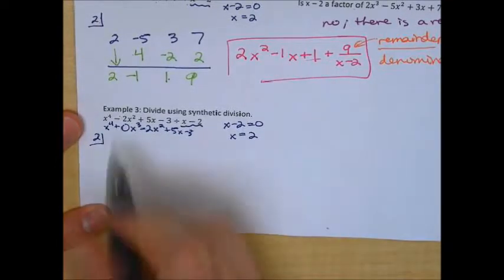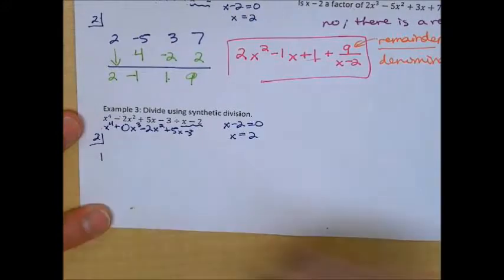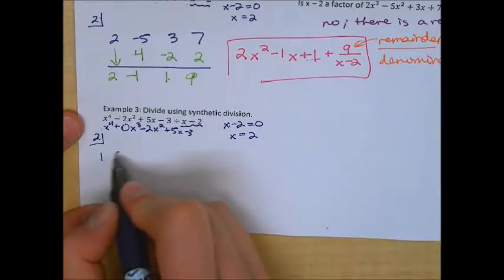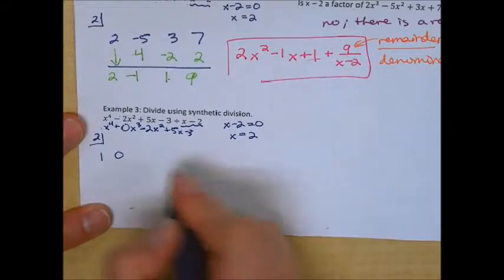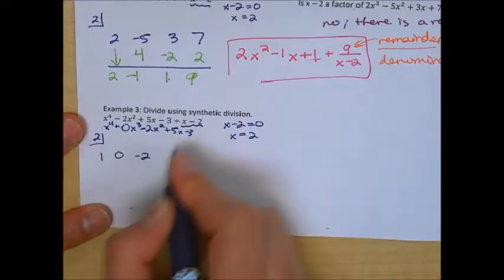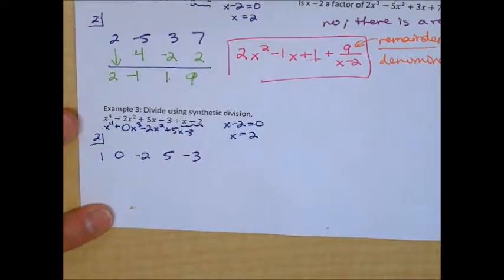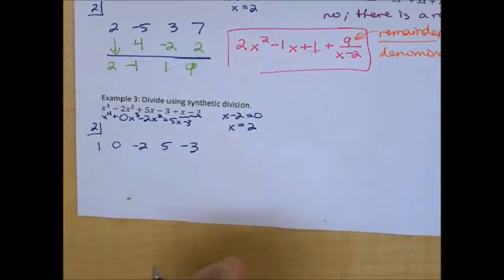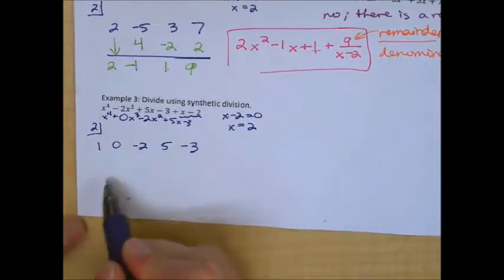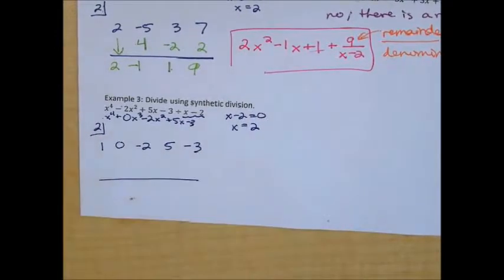So what numbers do I put? I have a 1 in front of the x to the fourth, a 0 in front of x to the third, -2, 5, -3. I want you to go ahead now and pause the video so that you can do steps 3, 4, and 5. And if you get through 3, 4, and 5, maybe try step 6.